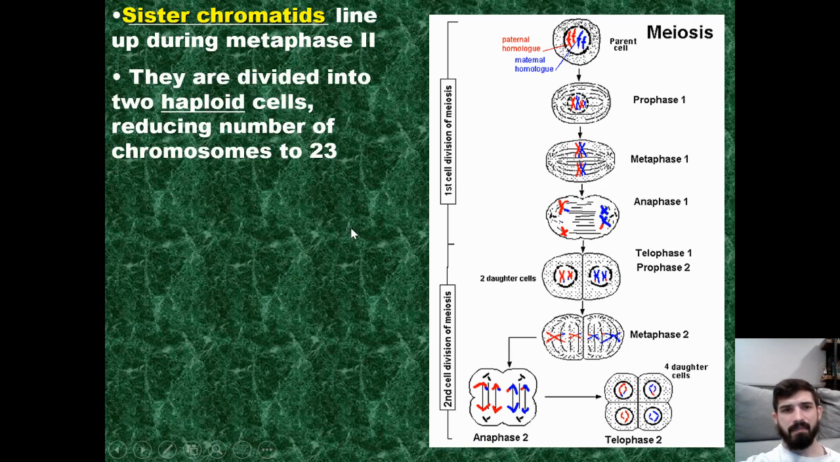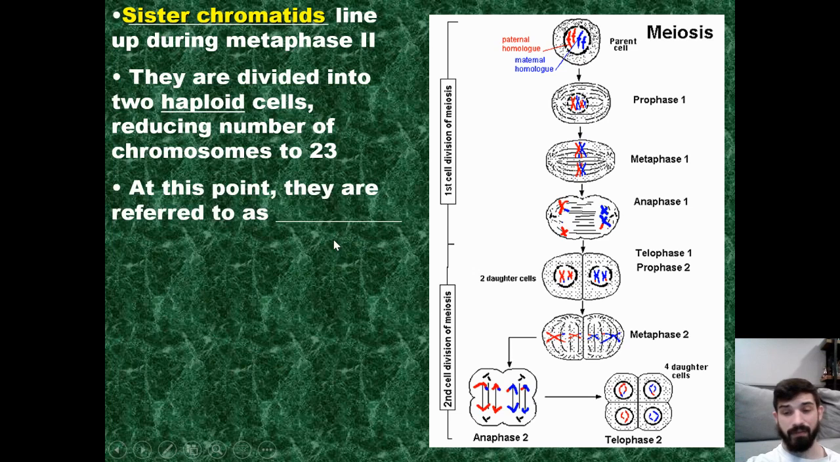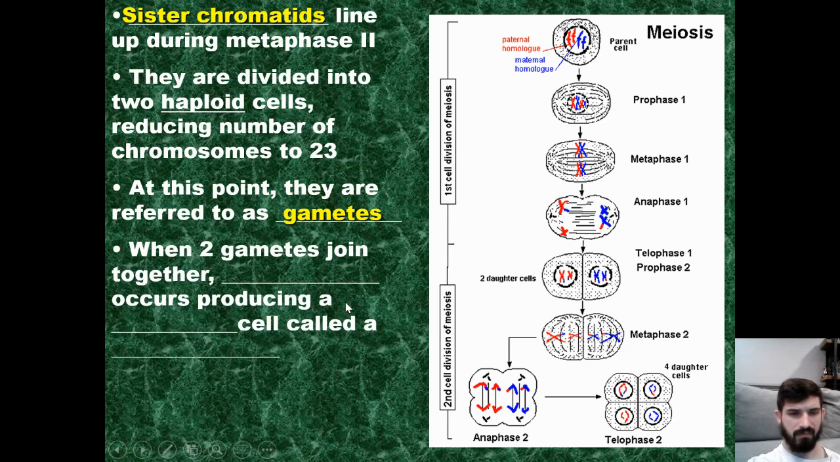The sister chromatids end up lining up during metaphase one, and I'm going to sum all this up into saying one thing. They basically go through another round of division, shown here, where they split the unique chromosomes that were created into 4 new daughter cells. And once they have split into 4 new daughter cells, now they are called gametes. And then when 2 gametes join together, like sperm and an egg cell, they fertilize and produce a zygote.